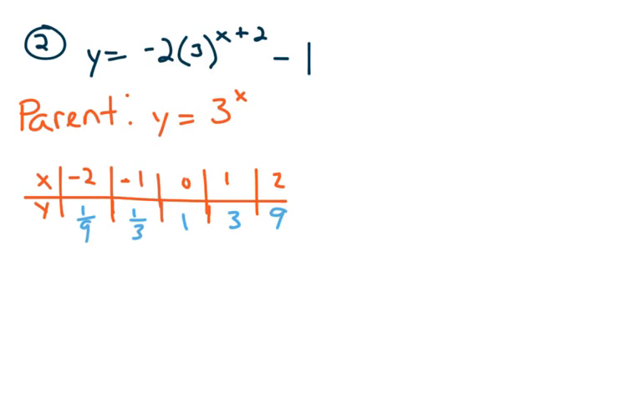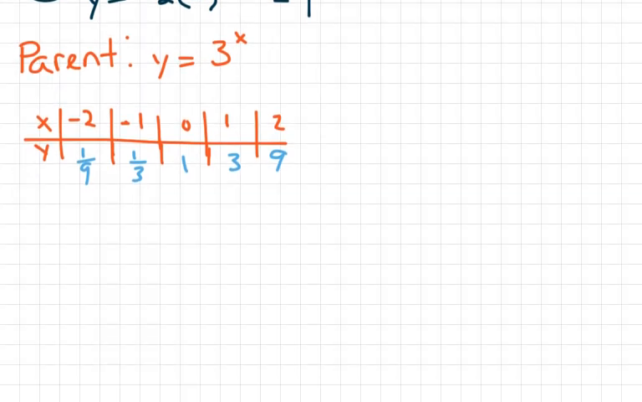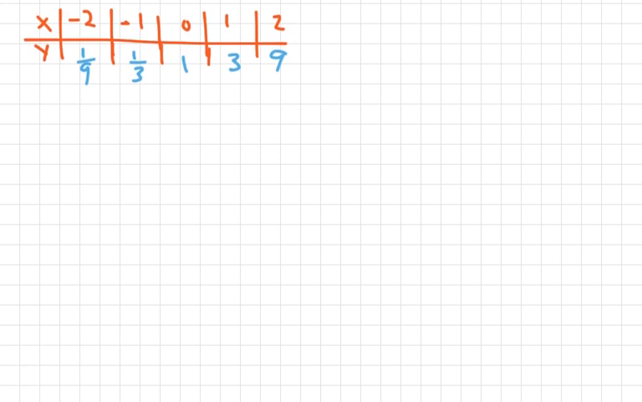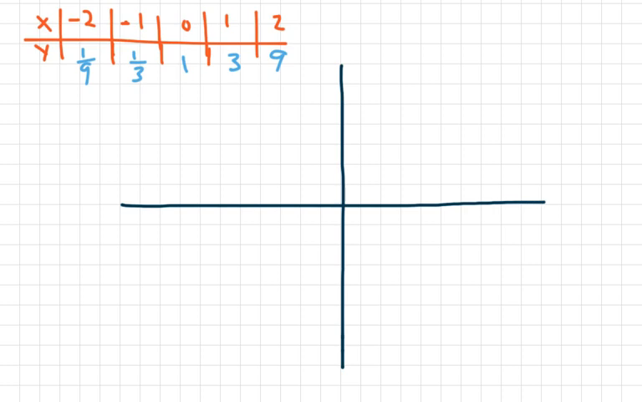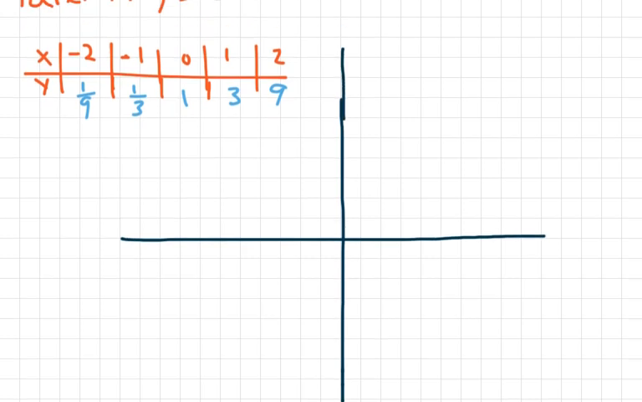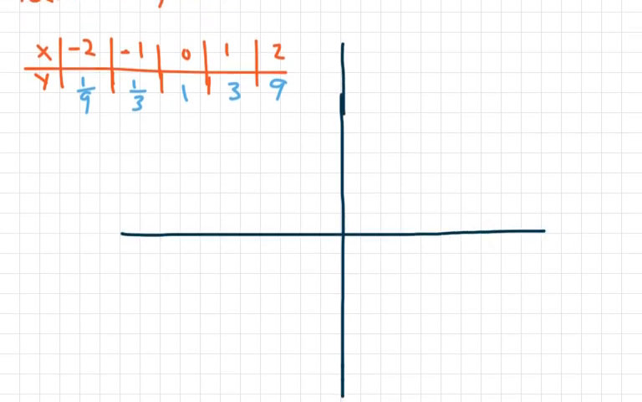We now need to graph, so let's bring in some graph paper here. I need to draw in my x and y axis here, give myself plenty of room. We'll bring this up just a little bit farther. Okay, so we have our x and y axis. Let's graph this. 0, 1 is right there. 1, 3, 2, 9 is right there. Okay, so we have that.